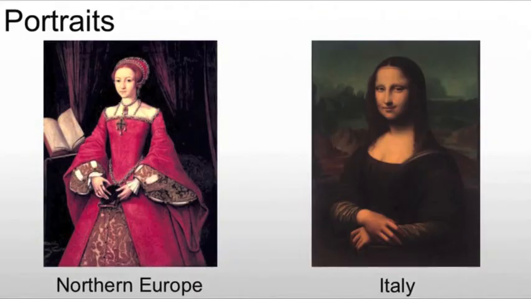This is an attempt to reveal individual personality through symbolism, something we don't generally see in Italy, which is why we look at the Mona Lisa and we say she's got that very enigmatic smile, because we can't tell anything about her. We don't even know if that's really what she looked like.